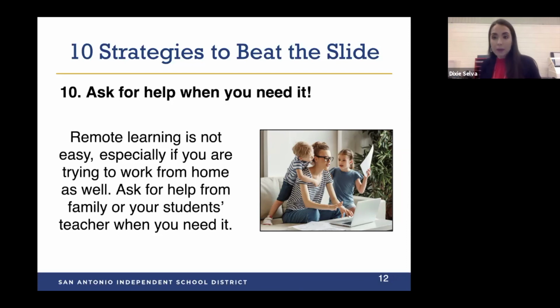And if you're fortunate to have family members to help you, either just come help you for a day, to help your student, things like that. This is a time where it's really hard to do everything by yourself. Just try your best, but always know that if you reach out to your school, to your student's teacher, they're more than willing to help you and your student.